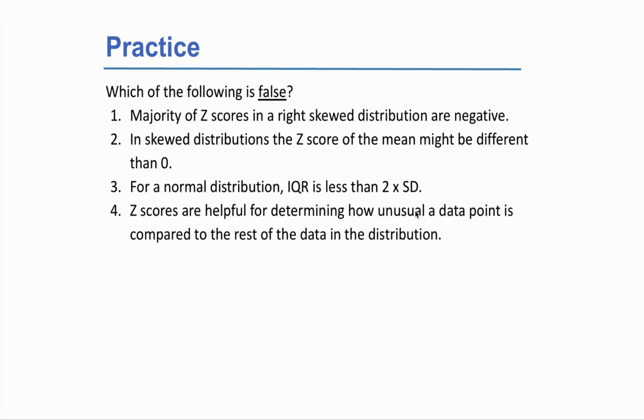Which of the following is false? Majority of z-scores in a right-skewed distribution are negative. In a skewed distribution, the z-score of the mean might be different than 0. For a normal distribution, IQR is less than 2 times the standard deviation. Z-scores are helpful for determining how unusual a data point is compared to the rest of the data in the distribution. So, that's true.